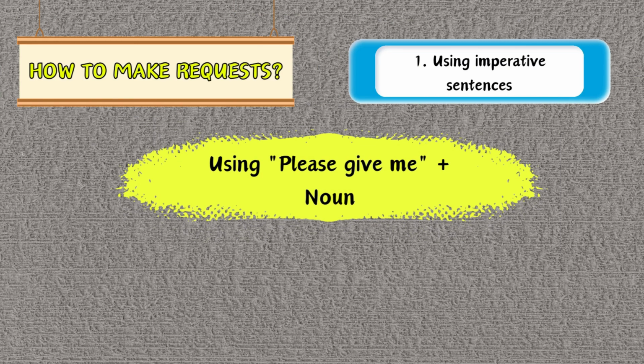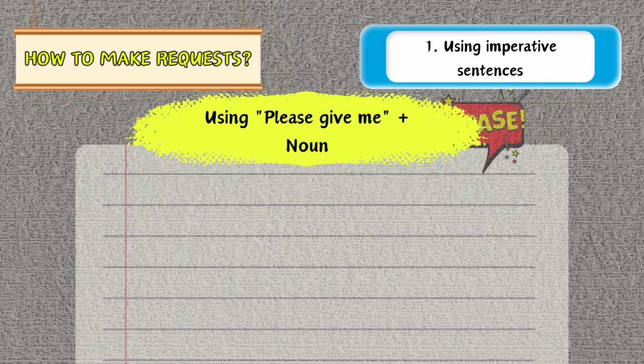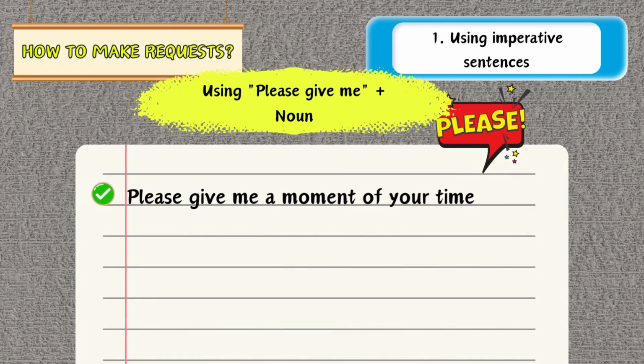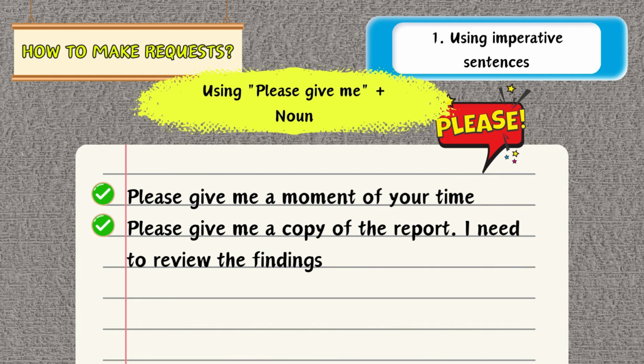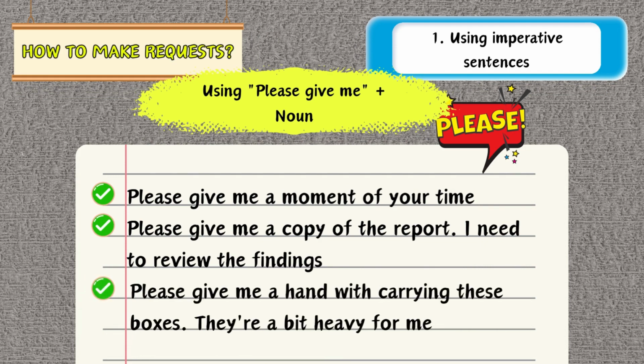Using please give me plus noun, specify what you need politely. Example, please give me a moment of your time. Please give me a copy of the report. I need to review the findings. Please give me a hand with carrying these boxes. They're a bit heavy for me.